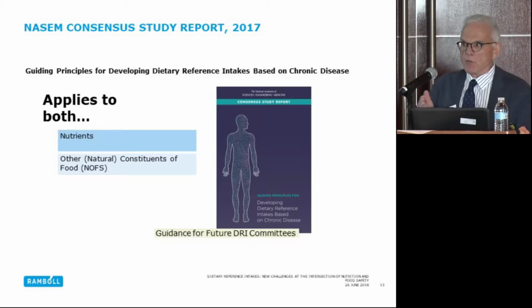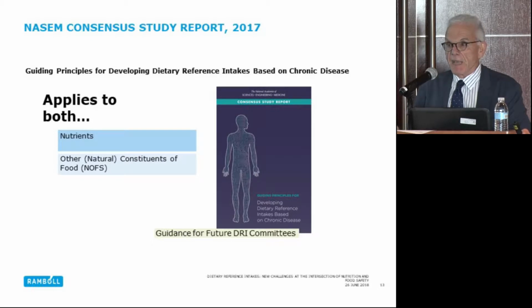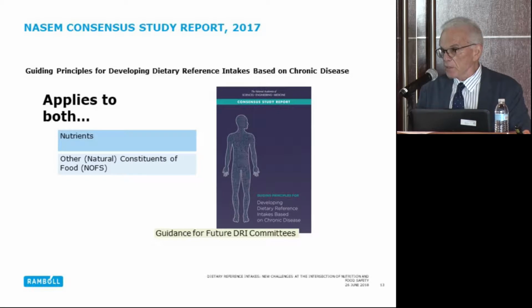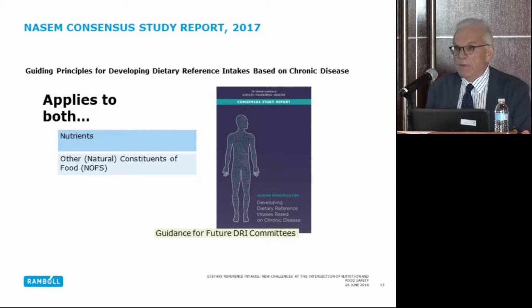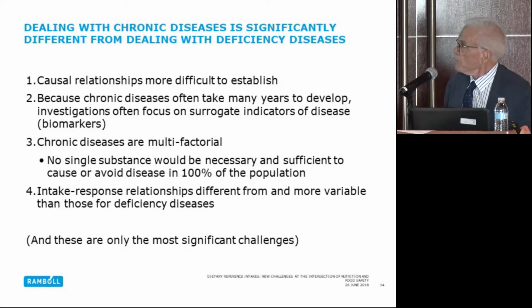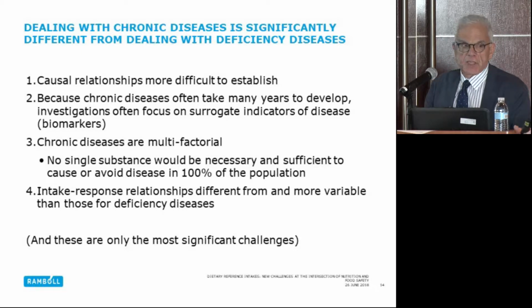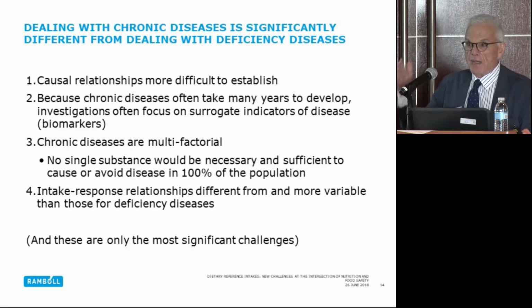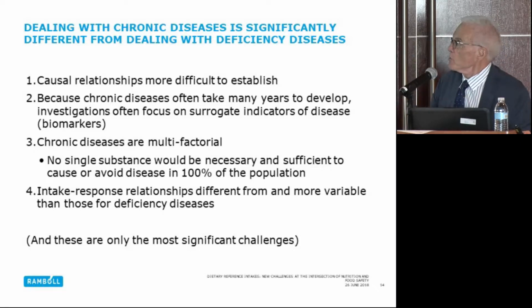There is already a committee underway dealing with sodium and potassium, and chronic disease endpoints for those two nutrients. And the committee is asked to follow the principles in this report. So that committee is already underway. The work is already underway. Here are just a few of the problems that arise. You all know that causal relationships are extremely difficult to follow for any single substance. So there are always issues of causality that come up.